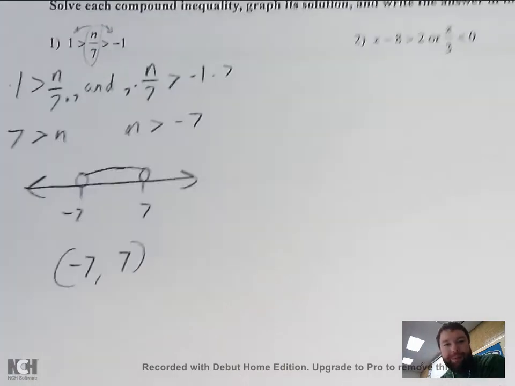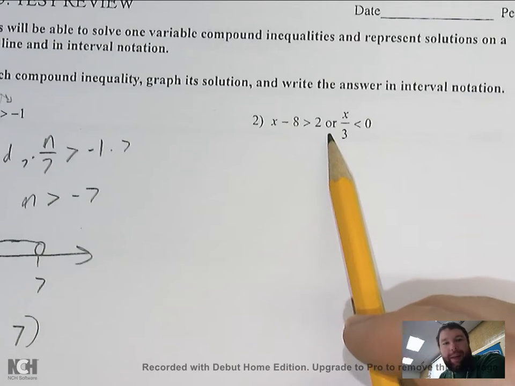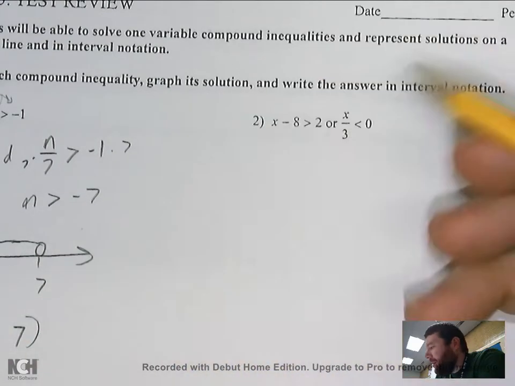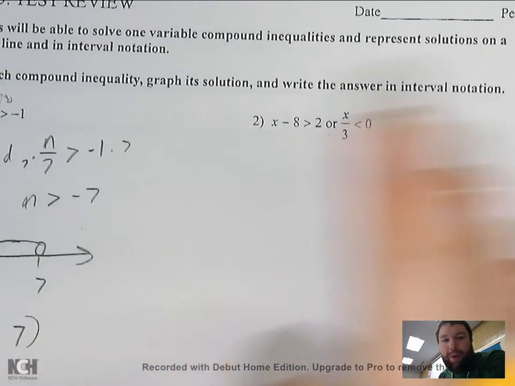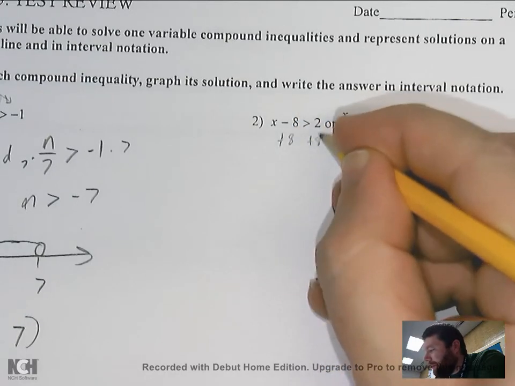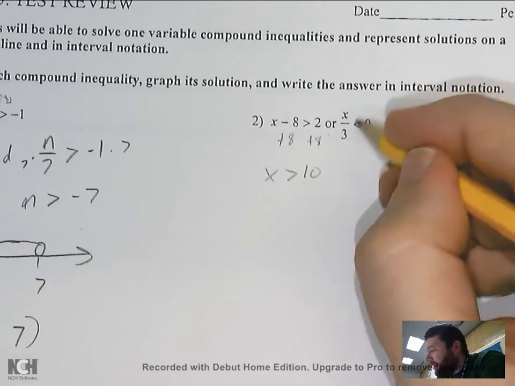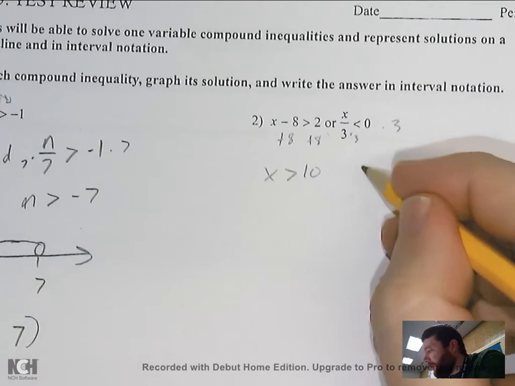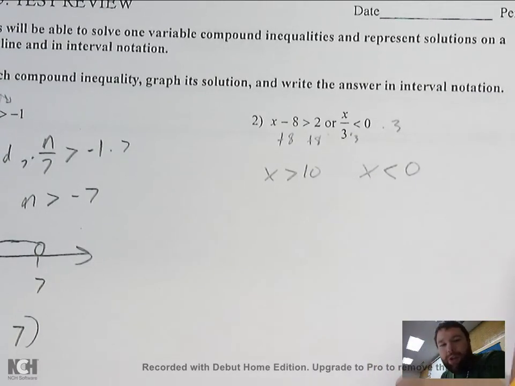Let's look at another one. This one says or, which tells me right off the bat that it is going to be a going opposite direction type of problem. So to solve these, again, you just solve each side individually. They're two separate inequalities. On this one, you add 8 to each side, which will give you x is greater than 10. On this one, you multiply each side by 3. 0 times 3 is still 0, so x is less than 0. So there's our solved inequalities.